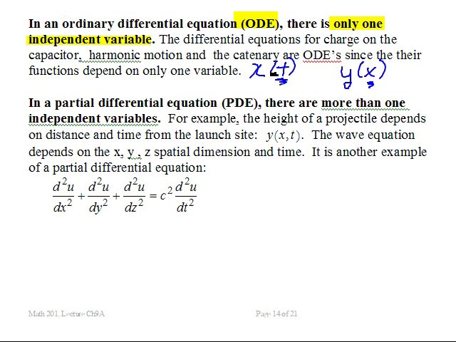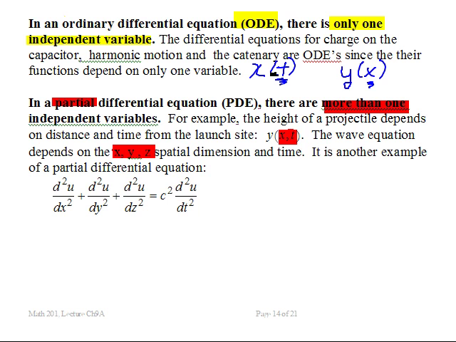Now in a partial differential equation, there are more than one independent variables. So if you have the height of a projectile, it depends on distance and time from the launch site. Y is the height. It depends on the distance and depends on the time. There are your two independent variables. This is a partial differential equation. The wave equation depends on three spatial dimensions, x, y, and z, and on time, t. So this is another example of a PDE, or partial differential equation.